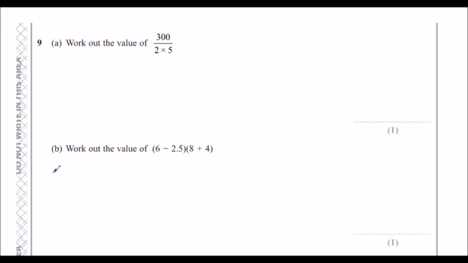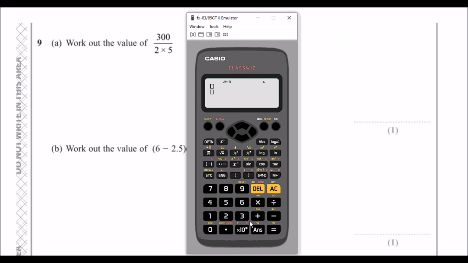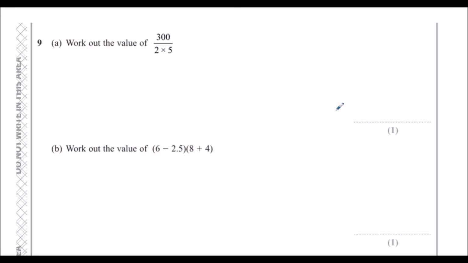Question 9. Work out the value of 300 divided by 2 times 5. We're just going to type this into the calculator. We can type it in exactly how it looks. 300 on top, 2 times 5 on the bottom, and we get 30.